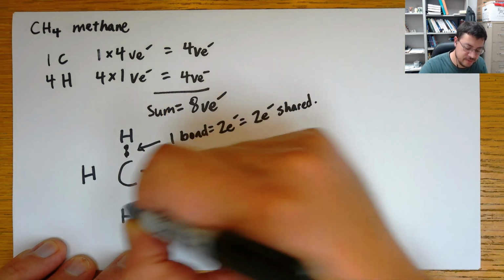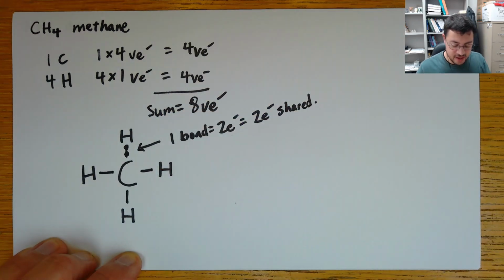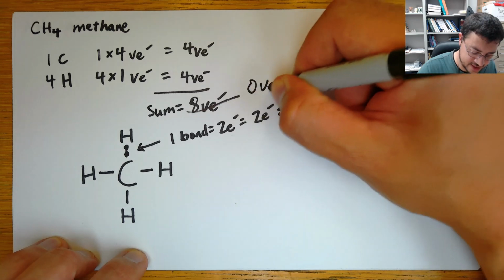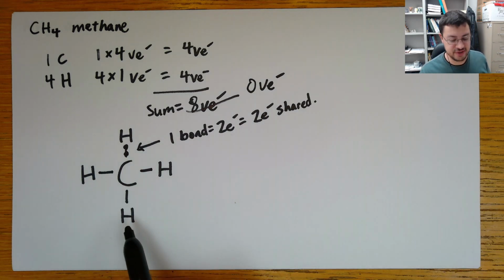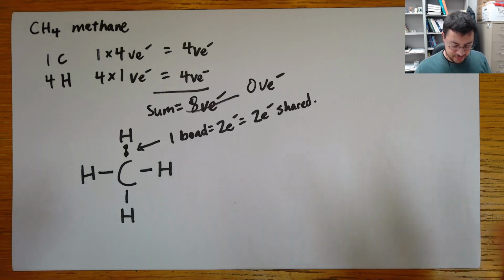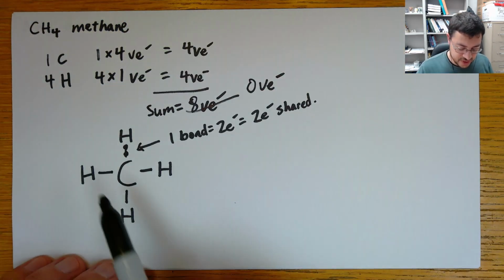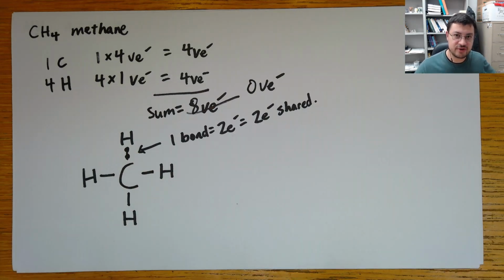So if we spent 2, we have 6 left. Spend another 2, spend another 2, spend another 2. We have spent all 8 electrons. We are now down to 0 valence electrons. So we're going to hope that everything is at an octet, or in the case of hydrogen, at a duet. With this approach, we look at the outside, then we go to the inside. So each hydrogen has 2 electrons touching it or on the surface of it.